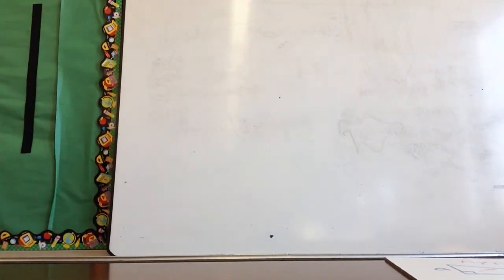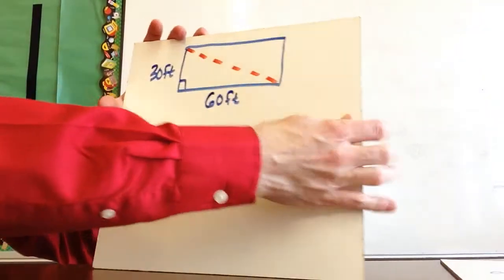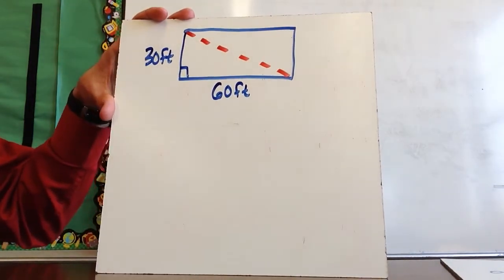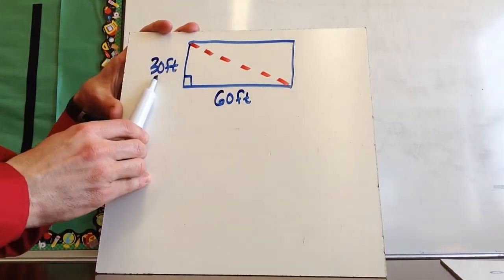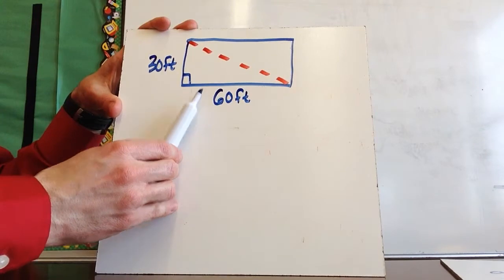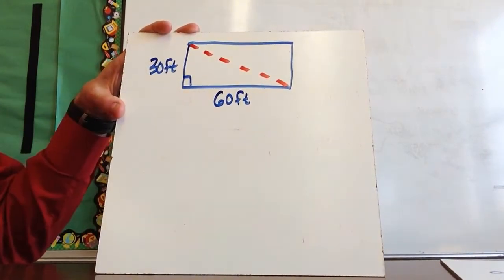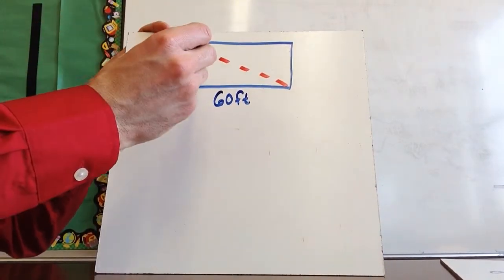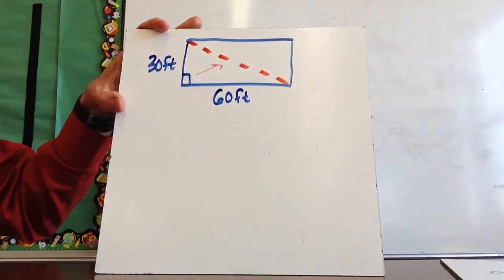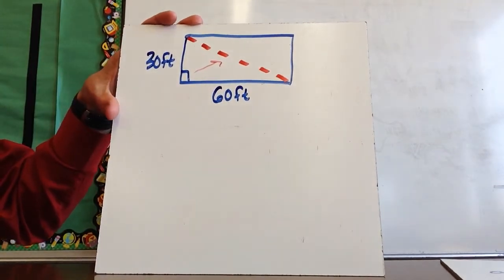Another way is, how would I find the diagonal of this rectangle? And so if this is a rectangle, 30 feet on one leg and 60 feet on the other, the question is, what is the length of the diagonal? The diagonal happens to be the hypotenuse, as it is opposite the right angle.